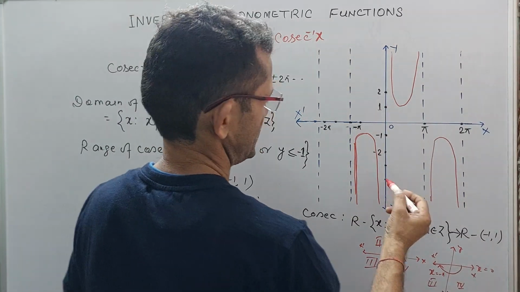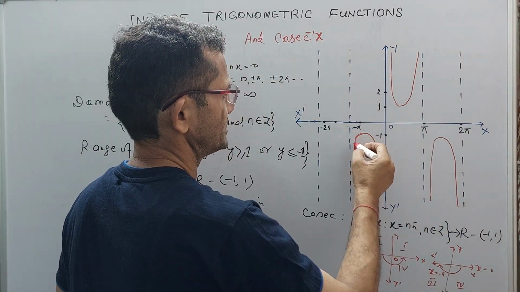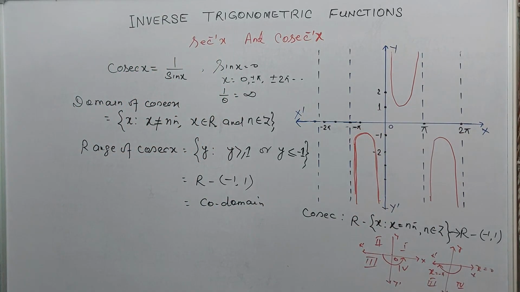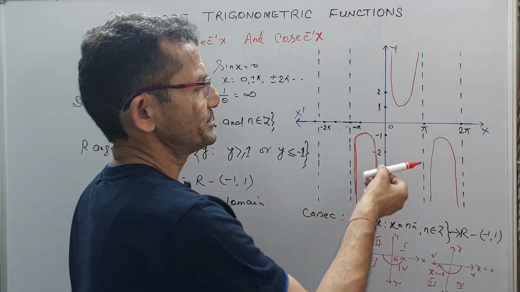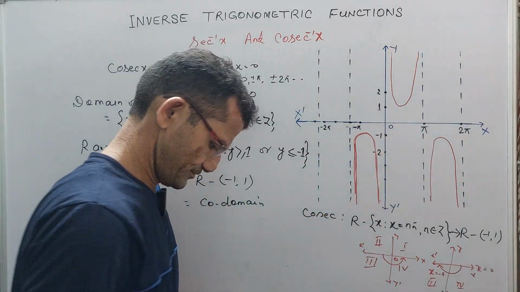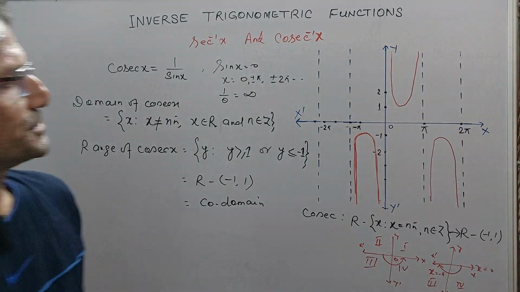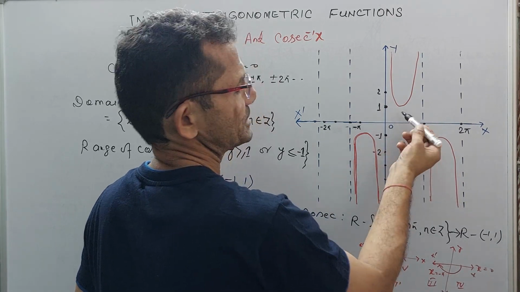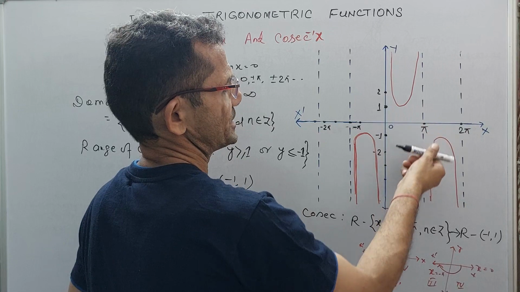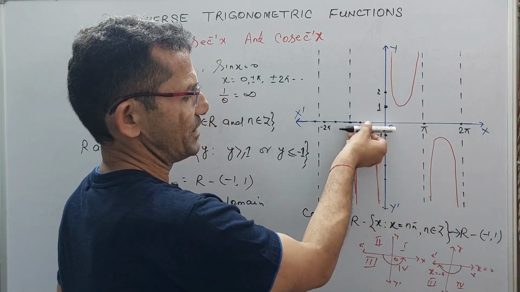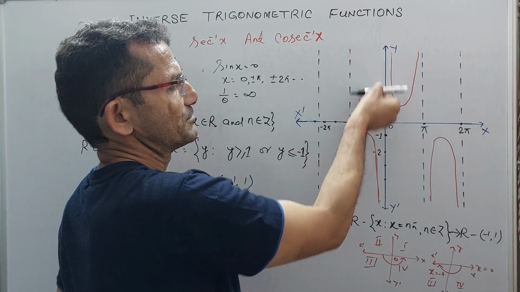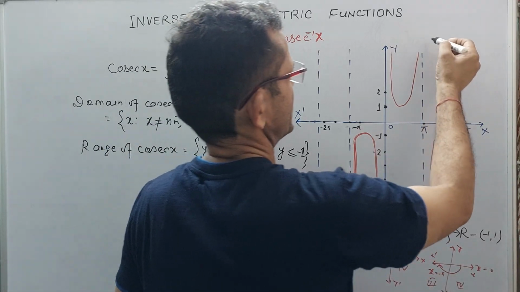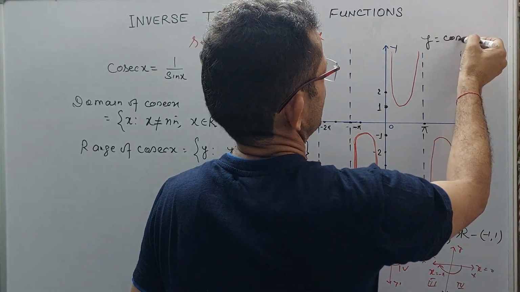So in these portions we have seen that the graph of cosec x will not be included between -1 and +1. So this is the portion. The lowest one on the positive side is +1, and the highest on the negative side is -1. From -1 to minus infinity, +1 to plus infinity. This is the graph of y equal to cosec x.